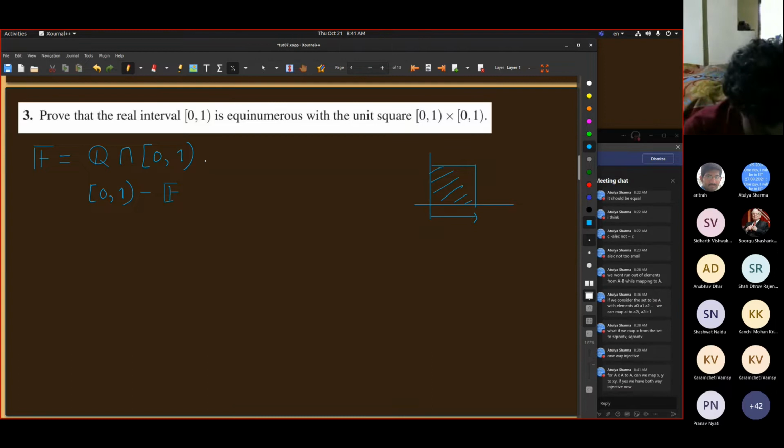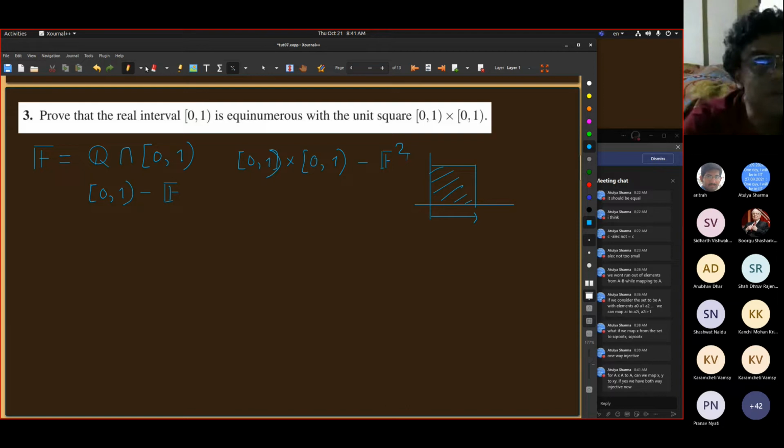Also, I can consider this, subtract from, sorry, this. F is countable, so F cross F is also countable. Again, if I subtract or take out this countable set from this uncountable set, the set size does not change. Happy?